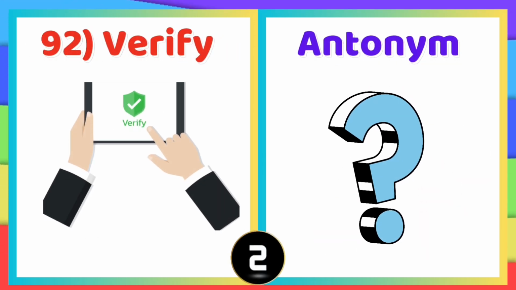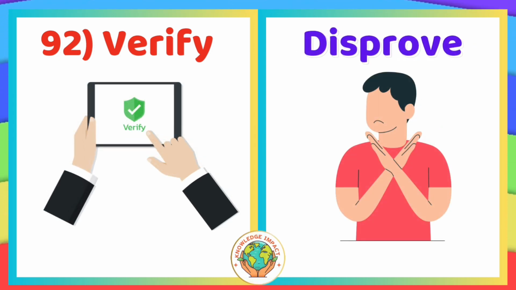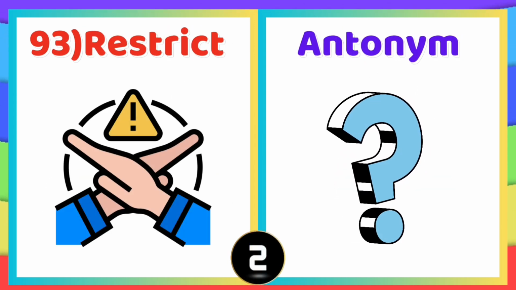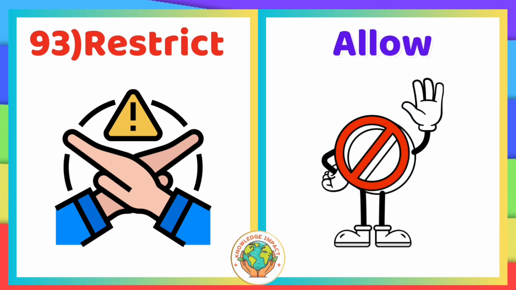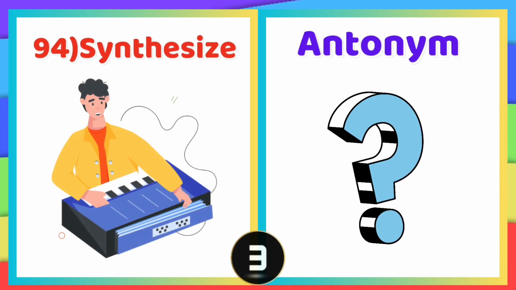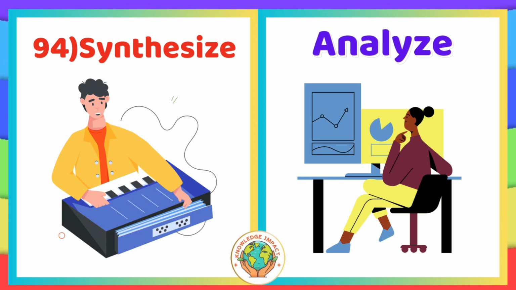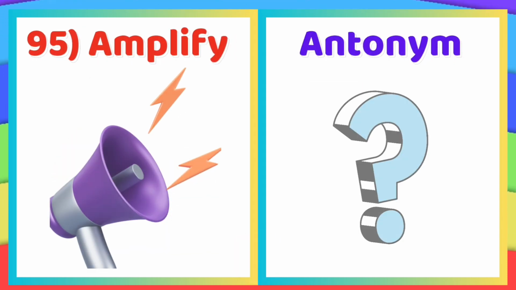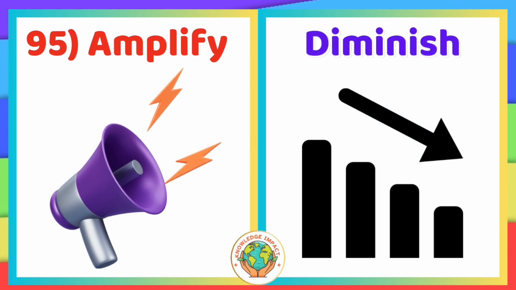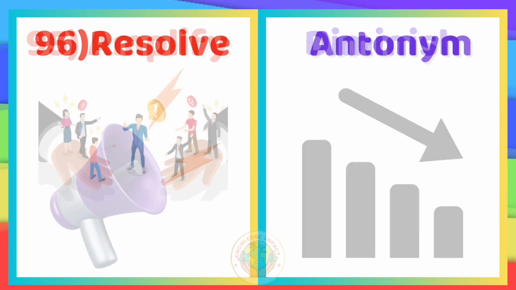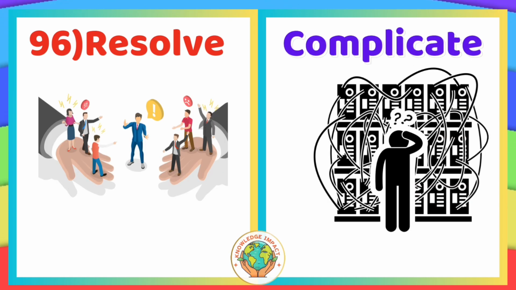What's the antonym of the word verify? Disprove. What's the antonym of the word restrict? Allow. What's the antonym of the word synthesize? Analyze. What's the antonym of the word amplify? Diminish. What's the antonym of the word resolve? Complicate.